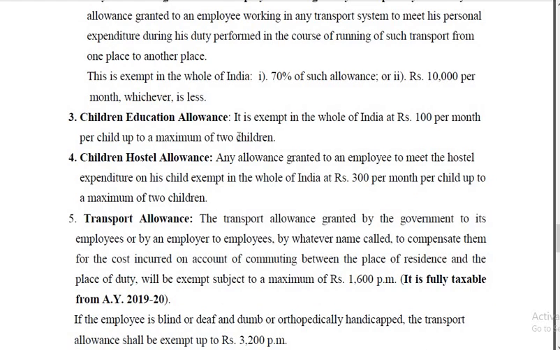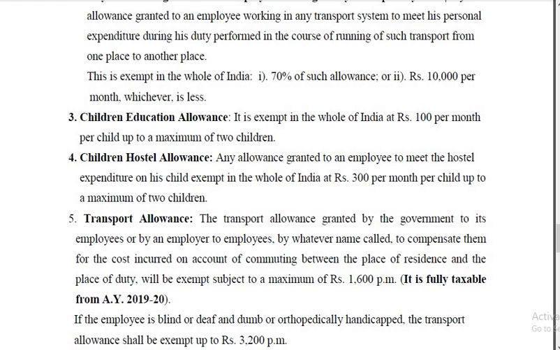This is an important item while solving the problems on salary. You will come across this. Children hostel allowance: any allowance granted to an employee to meet the hostel expenditure on his child is exempt in the whole of India at rupees 300 per month per child up to a maximum of 2 children. Allowance might be given for more than 2 children, for example 3 children, but exemption is available only for 2 children, that too per child 300 per month.